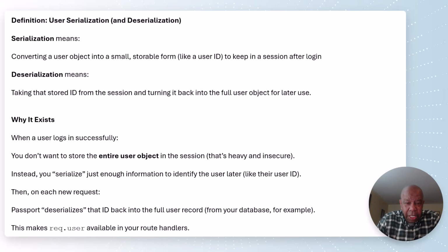When a user logs in successfully, you don't want to store the entire object in the session. Instead, you serialize just enough information to identify the user, and then on each request, I take the user ID, or the small piece of code that I'm saving, and read the database to get the full information about that user. I use it as I need to use it. Then I get rid of the full version of the user and keep the ID. So it's just a small piece of information that uses less storage and identifies who you are.